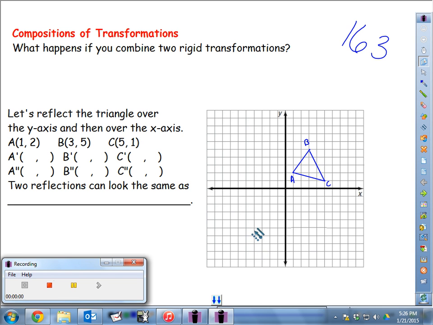Video is over compositions of transformations. This is what happens when you do more than one transformation at a time to a figure. We're on page 163 of our INB, and the second page will go on page 164.